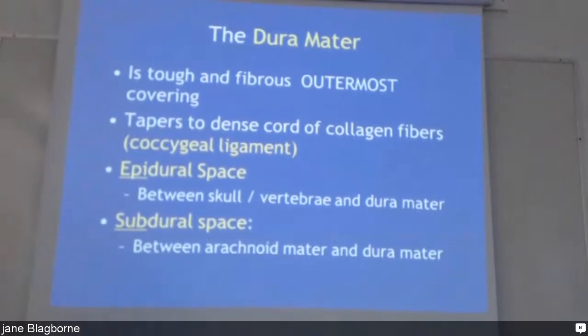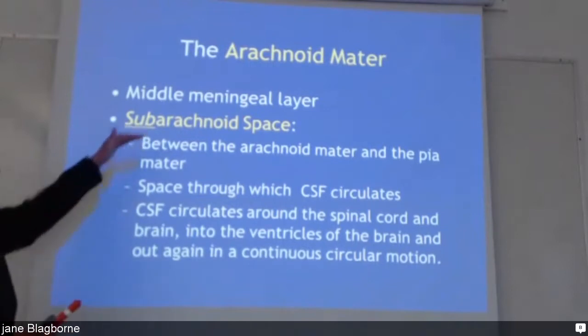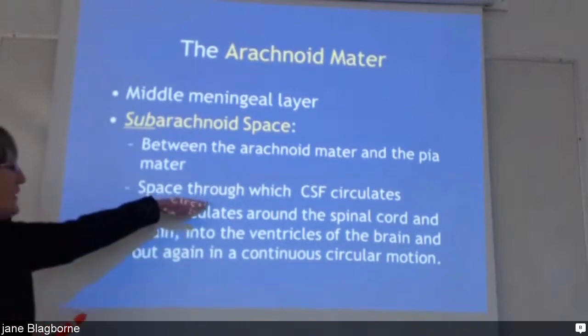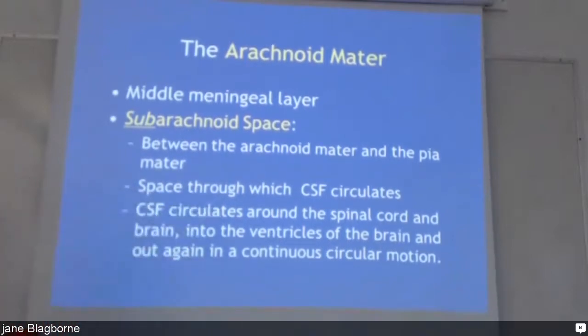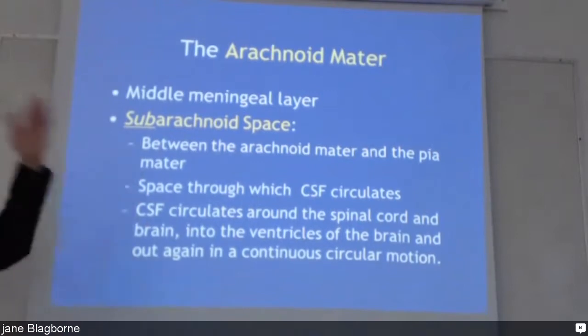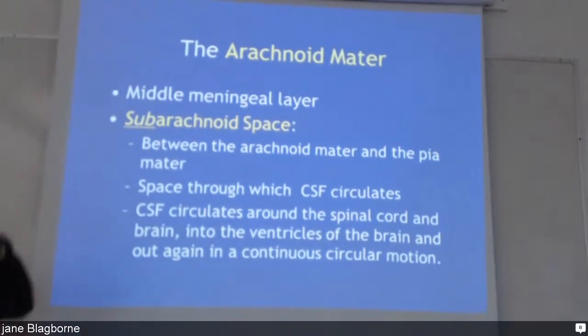Okay, so we've kind of gone through that one. The arachnoid mater, which is the middle one. So it's the subarachnoid space, just below the arachnoid, and it's the space through which the cerebrospinal fluid circulates. The cerebrospinal fluid circulates around the spinal cord and into the ventricles of the brain where it's produced, in a kind of continuous circular motion.